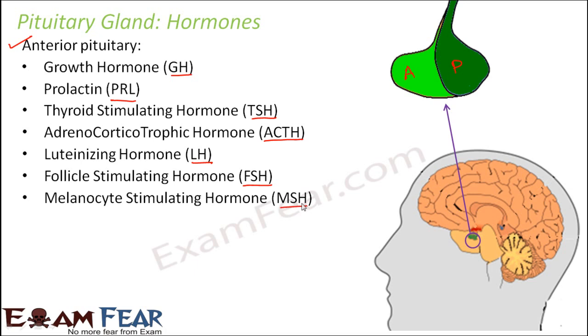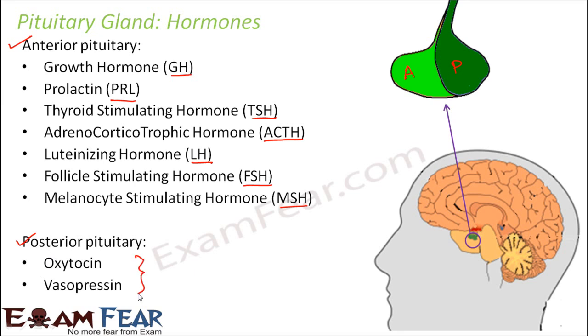Similarly, the posterior pituitary will also secrete some hormones, that is oxytocin and vasopressin. Now, as I mentioned in the previous slide, since the posterior pituitary is directly connected to the hypothalamus, these hormones are basically produced by the hypothalamus. It is just that since the axon terminal of the hypothalamic neuron is located in the posterior pituitary, that is why it is actually getting secreted in the posterior pituitary. But in the real sense, it is produced by the hypothalamus.